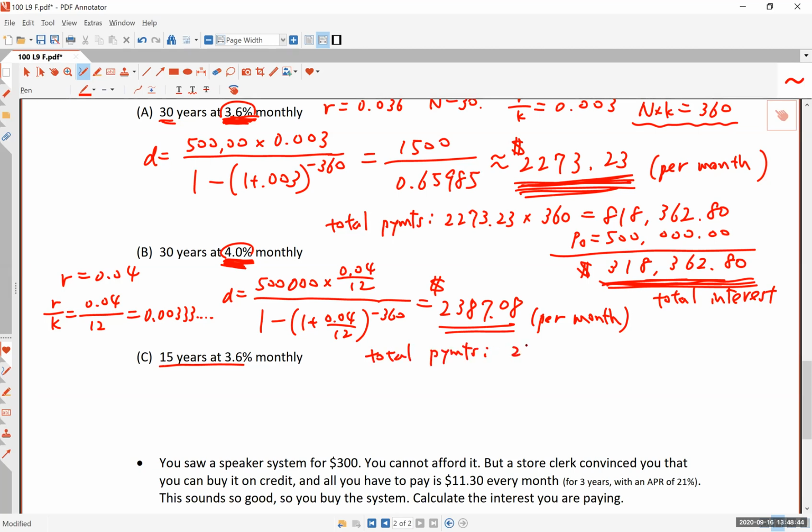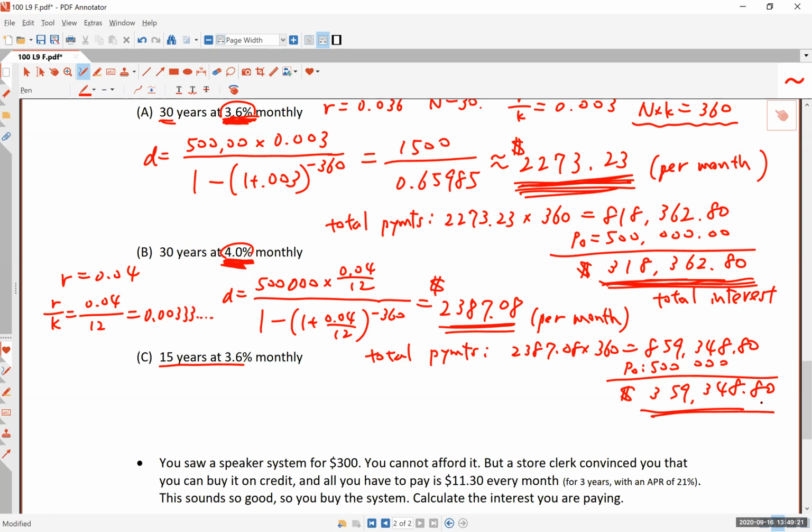If you multiply this by 360, you will get $589,348.80. All I'm doing is multiplying this number by 360 payments. Remember, the amount of your loan was 500,000. So the difference is $89,348.80. Now compare the difference.